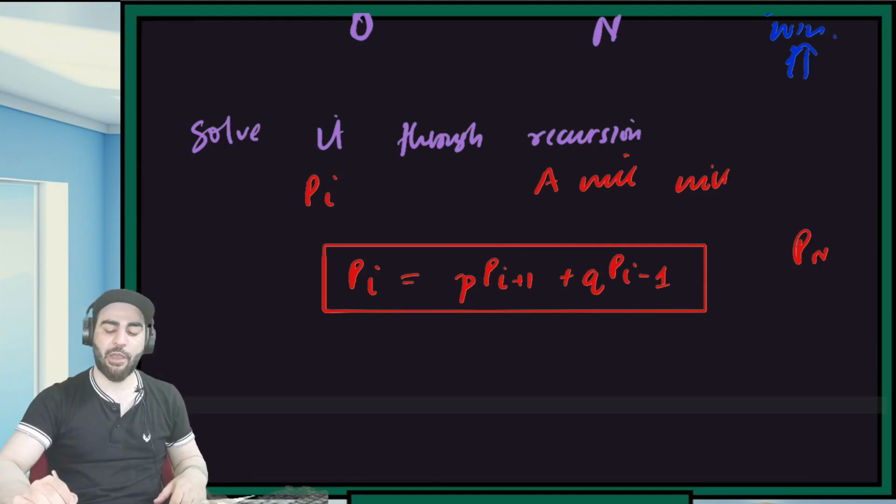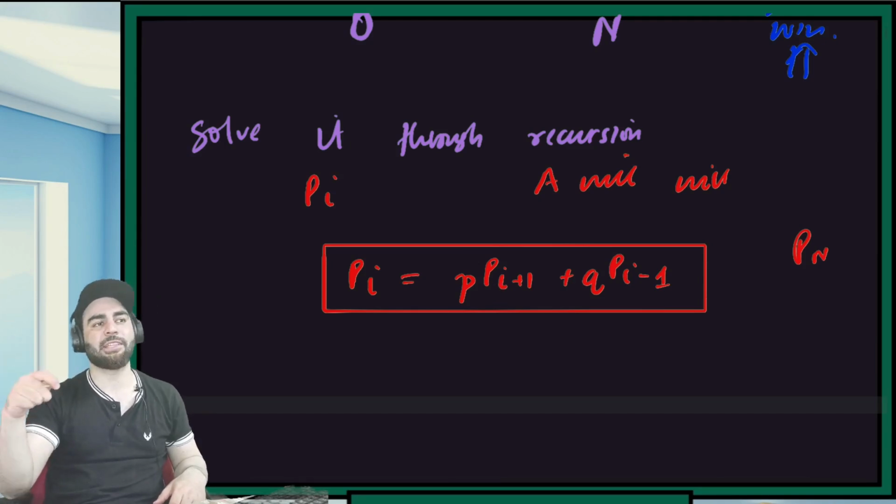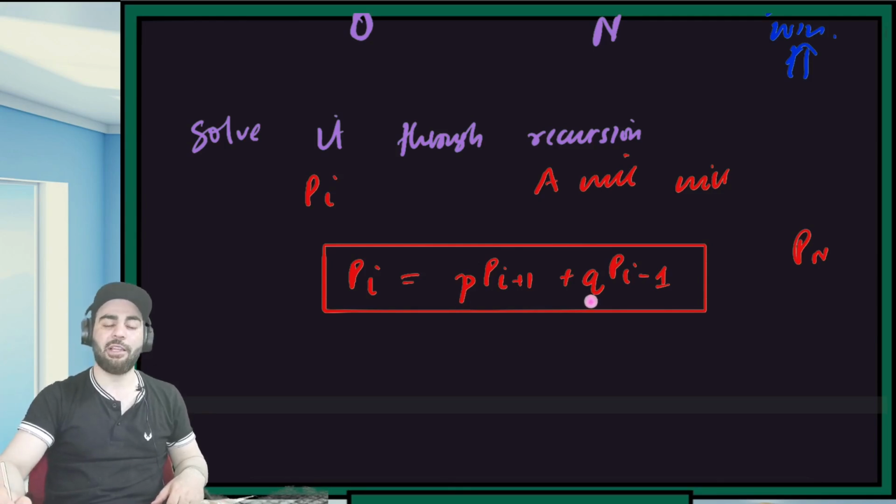That's what I'm saying. If you have Pi, that is, a person with I money will win. So he'll either move in each step to I plus 1, because he'll earn $1. But what's the probability of that? The probability is P. Or he'll lose with probability Q and move to I minus 1. Okay, this is the equation.